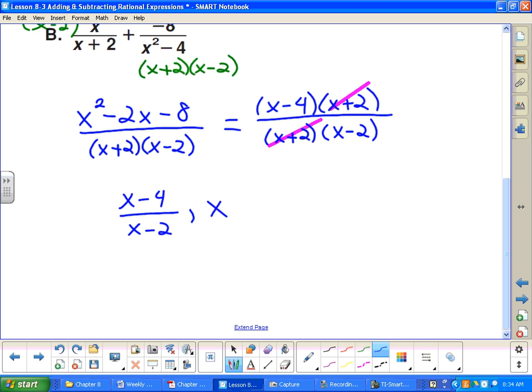And don't forget, where is it undefined? And it's undefined from the original, not from my answer. So x cannot equal a positive or a negative 2. You have to use both. You have to go back to the original, not from your answer.